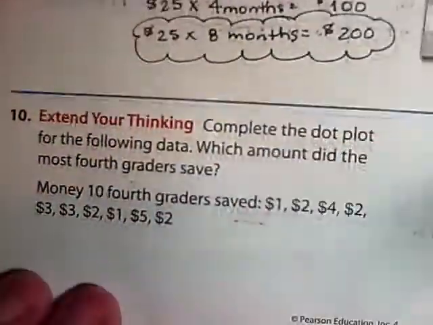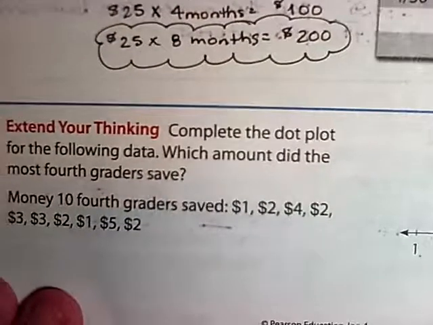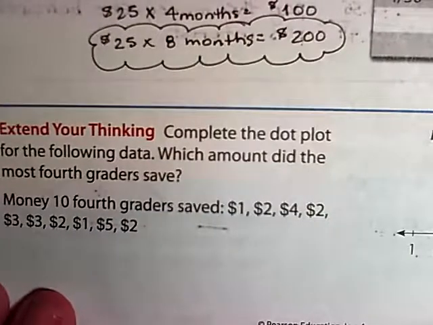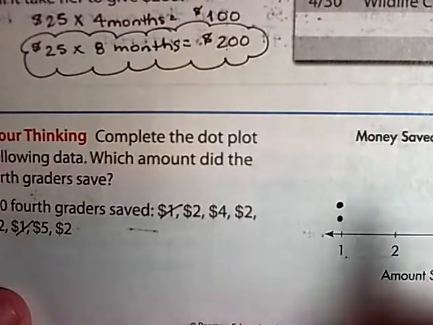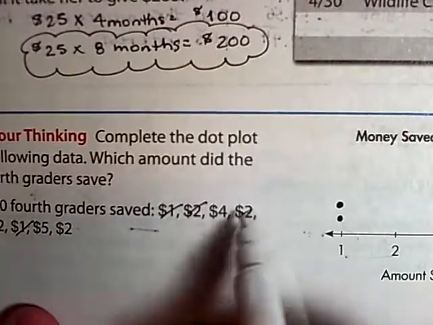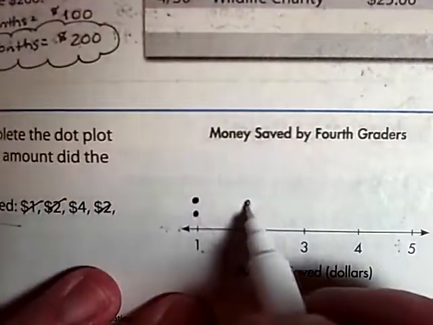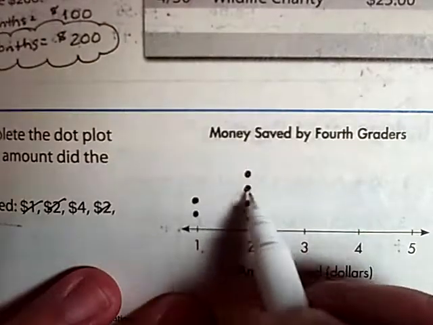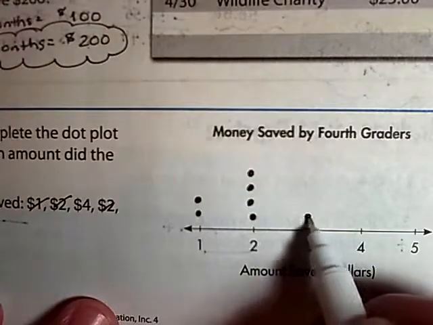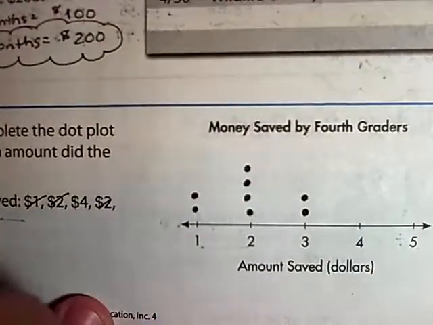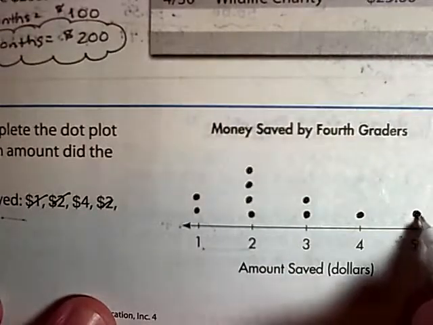Okay. And the last one, extend your thinking, complete the dot plot. Which amount did the most fourth graders save? Let's see. We should have for $1, 1, 2. So I'm going to put two dots right here. For $2, I have 1, 2, 3, 4. So I'm going to put four dots right here, right about the same height. For $3, only two dots. And for $4, one dot, and $5, one dot.